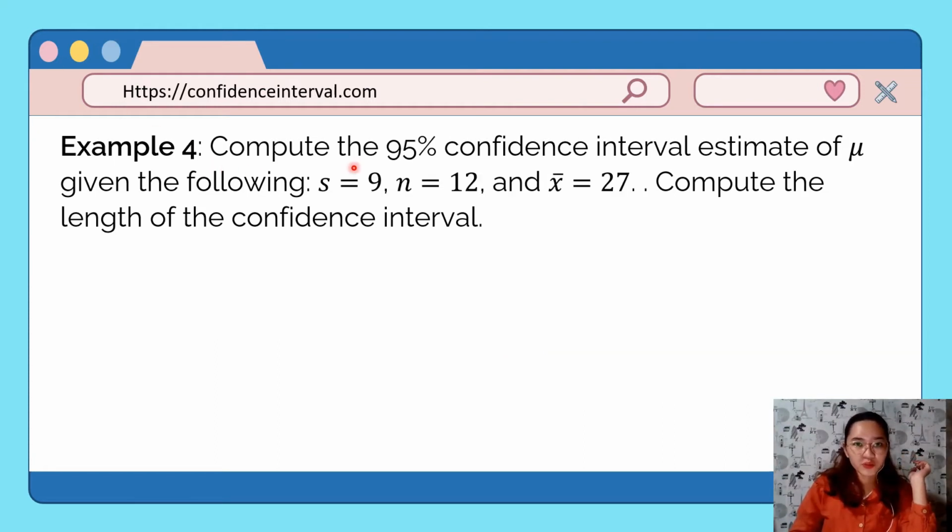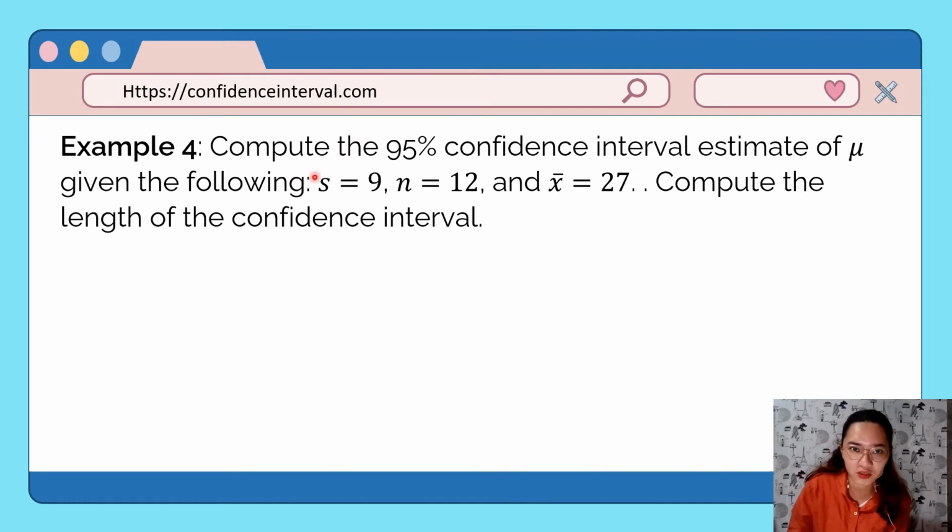Next example, compute the 95% confidence interval estimate of population mean. Given the following data, we have sample standard deviation 9 and the sample size 12 and the sample mean 27. Compute the length of the confidence interval. So, una po muna ay makompute ang ating margin of error. At to compute for that, kailangan natin alamin kung ano po ba ang gagamitin na confidence coefficient, Z or T. Yan. So, analyze po natin ang ating mga data.